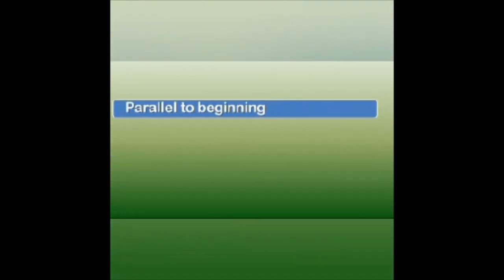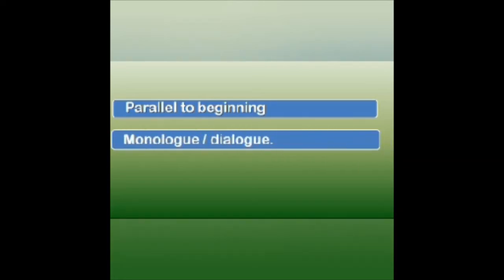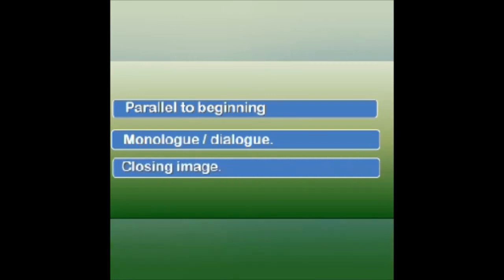You could use a parallel to the beginning where you started the story. You can make it circular, or it could be a type of monologue of the character, or you can also use an image for the closing of your story. You can use these types of situations for writing the ending of the story.